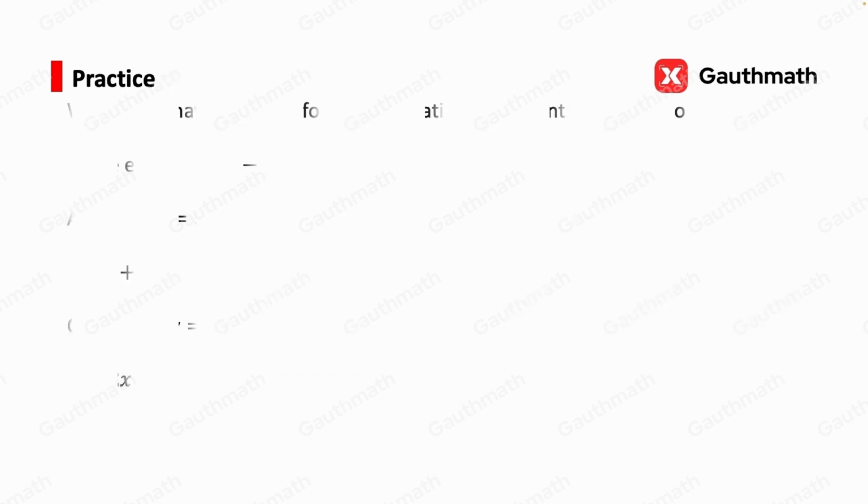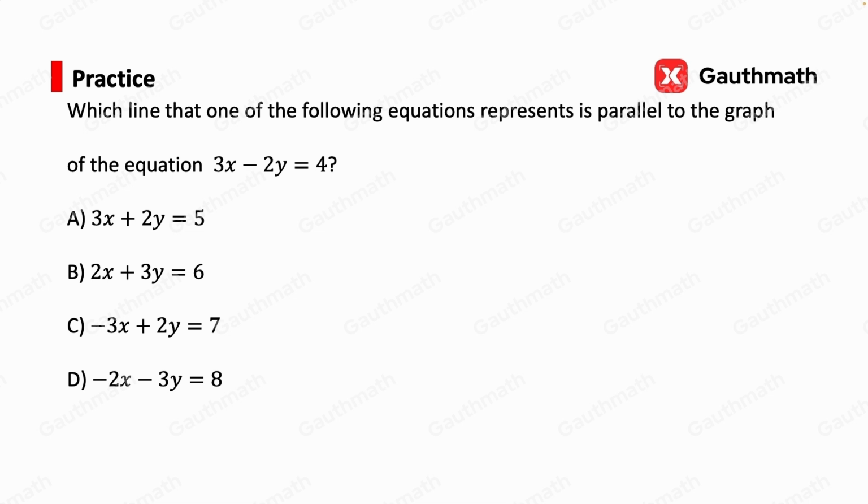Now, let's have a practice question. Which one of the following equations represents a line parallel to the graph of the equation 3x minus 2y equals 4? The equation given is 3x minus 2y equals 4. The slope-intercept form is the form where the slope is very visual, so we can see the slope right away. So let's change the form to slope-intercept form. For parallel lines, we basically need to check the slope in front of x.